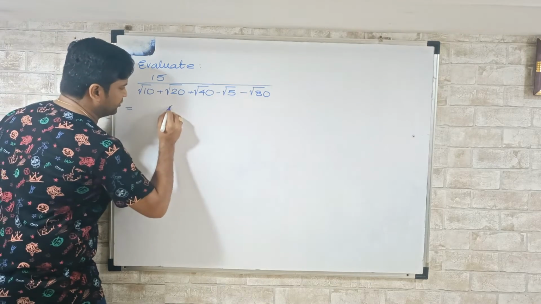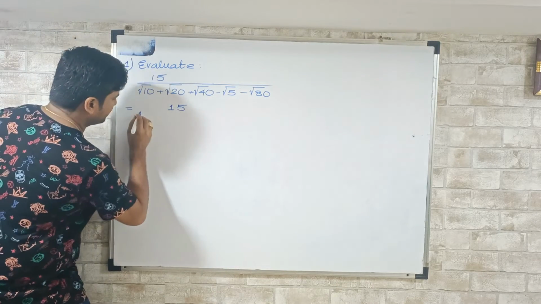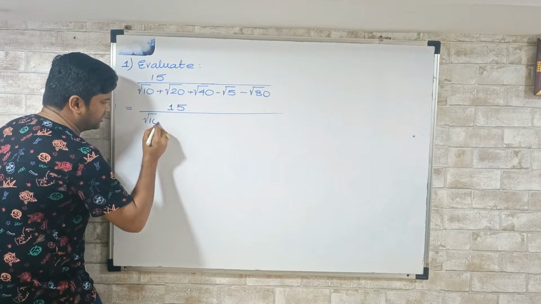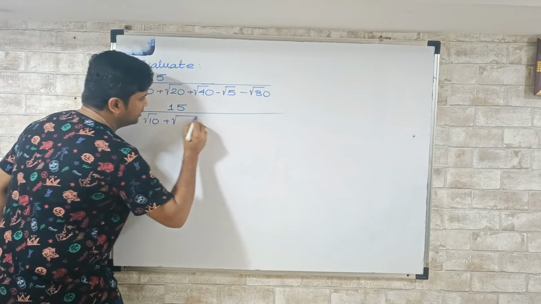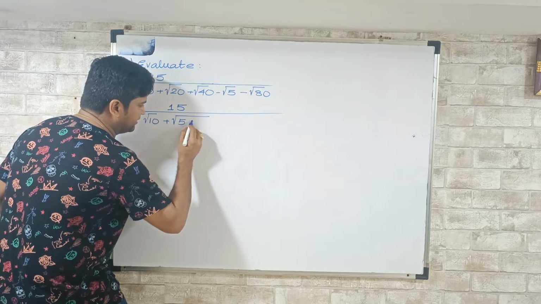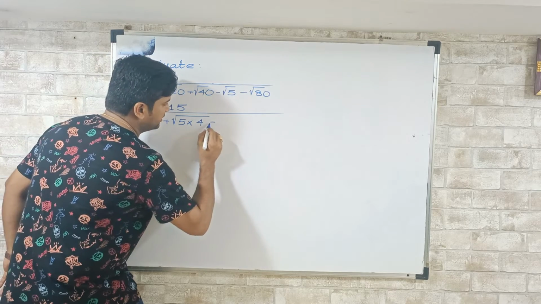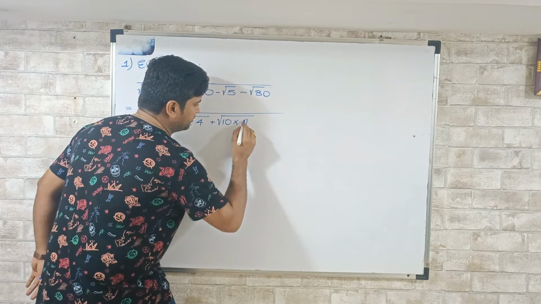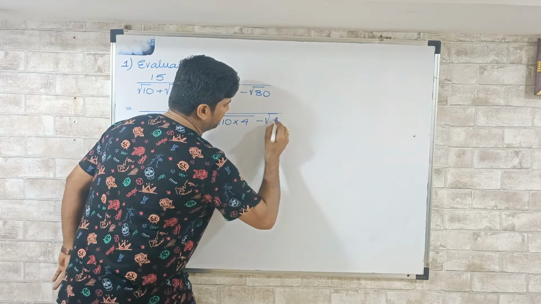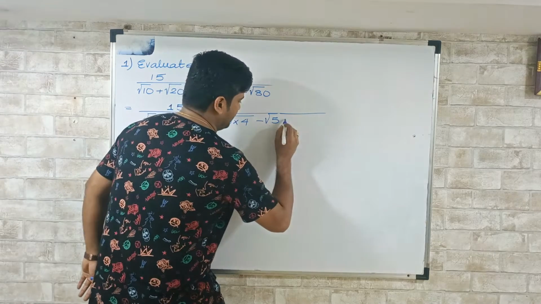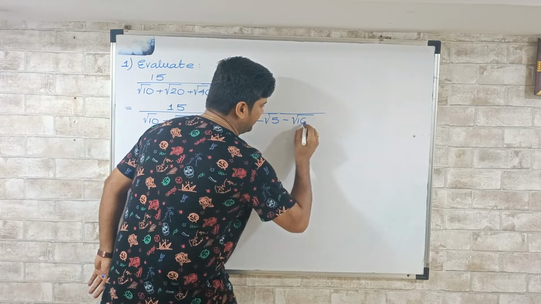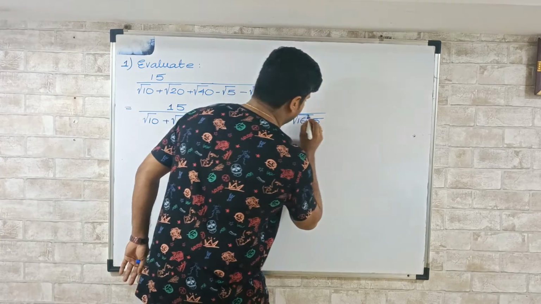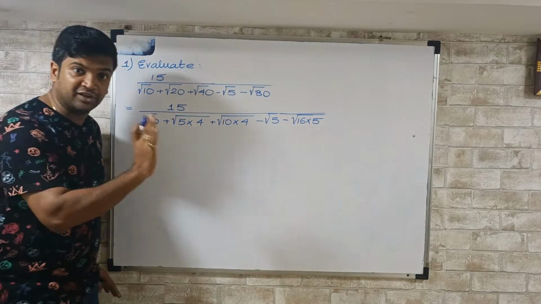So I have 15 in the numerator, so no changes at all. Denominator: root of 10, I cannot cut this short, root 10 as it is. Root 20, I can write this as 5 into 4, plus root 40, I can take it as 10 into 4, minus root 5 as it is and minus root of 80. Better, root 80 we can write as 16 fives are 80. Make sure everything is under a proper root sign. Is the first step clear?